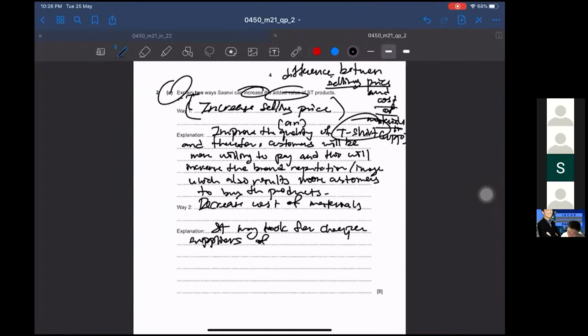ST may look for cheaper suppliers. After that, you can write, ST may look for cheaper suppliers that helps to reduce the costs of production, of making, right.